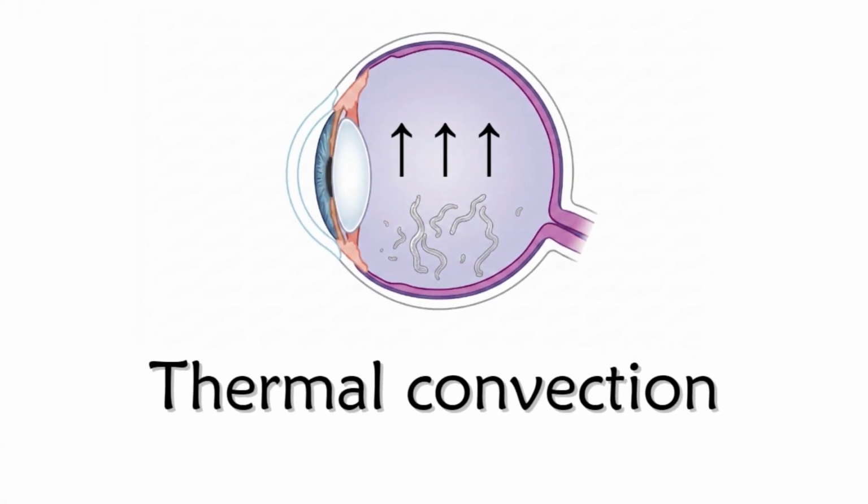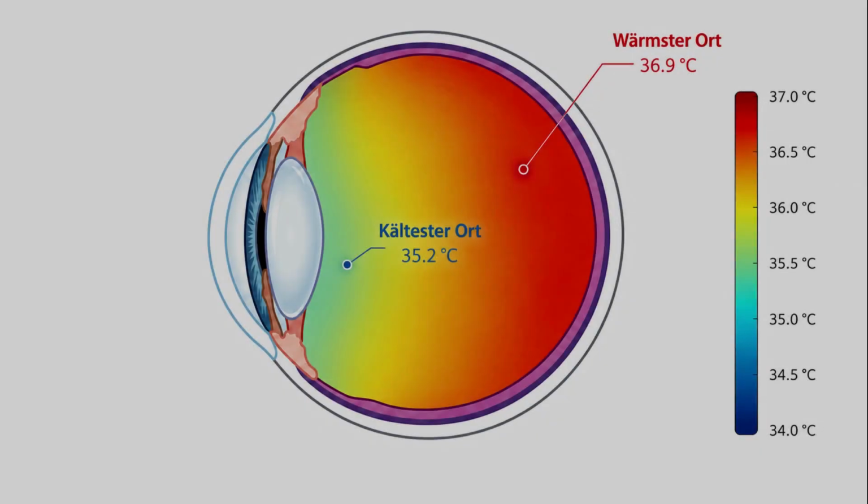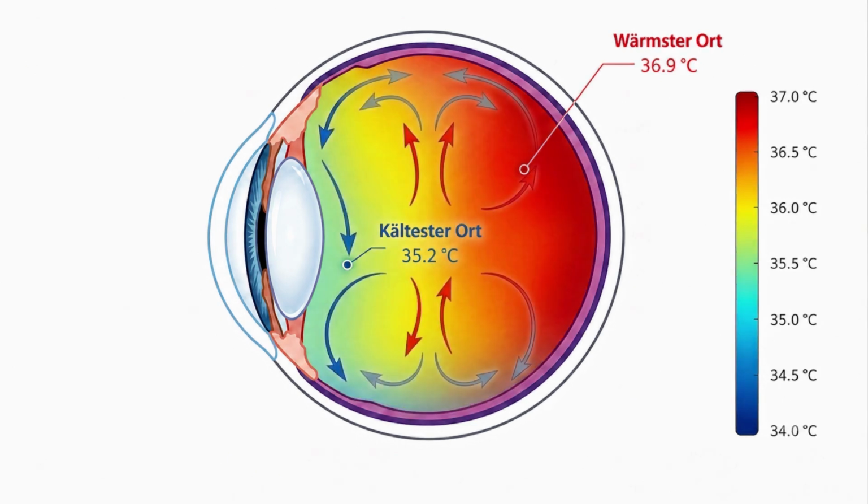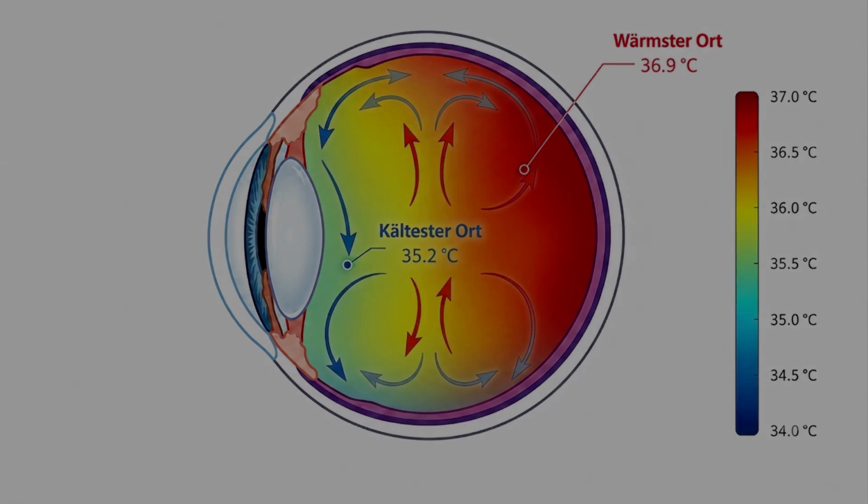Okay, what about thermal convection? Could that cause the particles in the vitreous body to rise? There is a temperature difference between the warmer retina and the cooler front of the eye near the lens. In principle, this could produce fluid movement. The vitreous fluid might rise near the retina and sink again toward the front of the eye. This would provide a physical explanation for rising floaters.